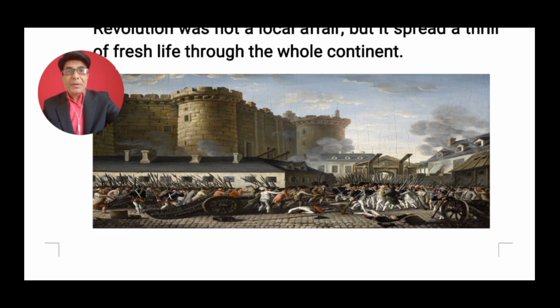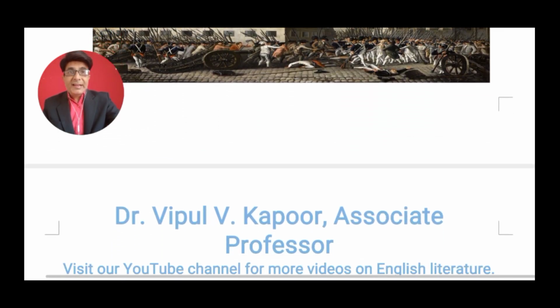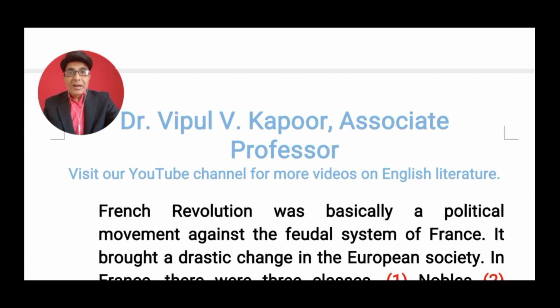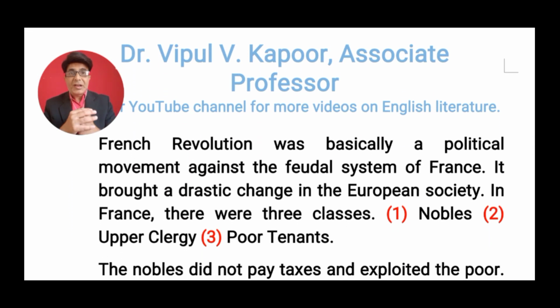You can see this picture. This picture presents the Bastille. Okay, Bastille was a castle in which the poor people were captured by the nobles, by the rich people, and in 1789 this Bastille was broken up by some of the revolutionaries, the poor farmers, and as a result of this fall of Bastille, the French Revolution gained much importance.